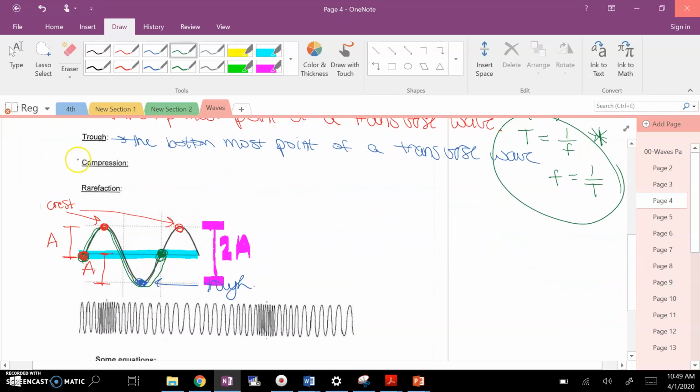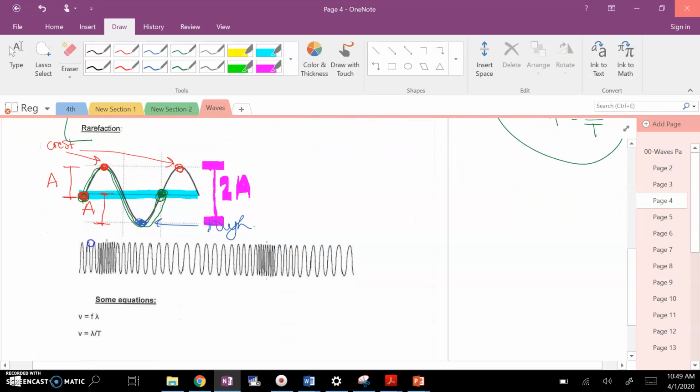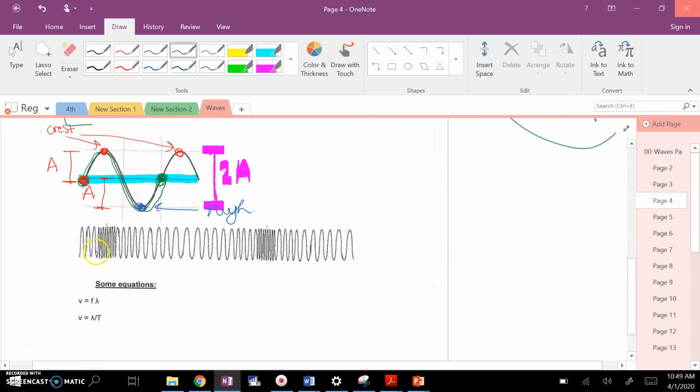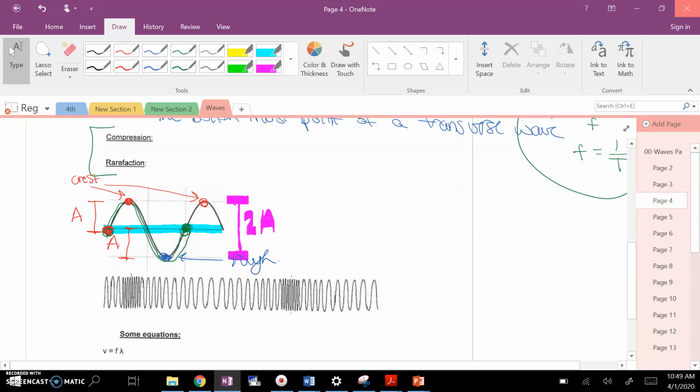Okay, compression and rarefaction. A compression is valid for a longitudinal wave. So if I had a slinky and I pushed it forward instead of waving it up and down, you would see areas of high pressure. So a compression is that area of high pressure in a longitudinal wave.